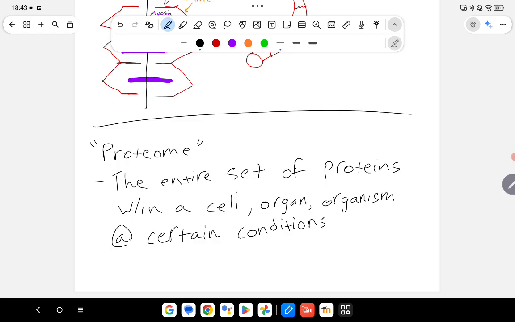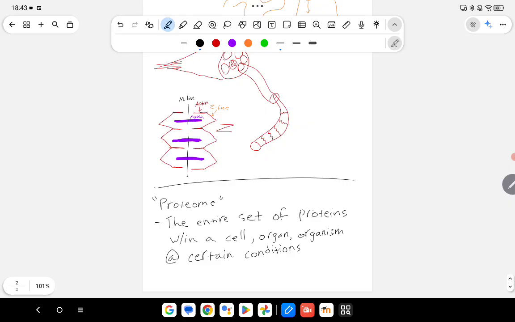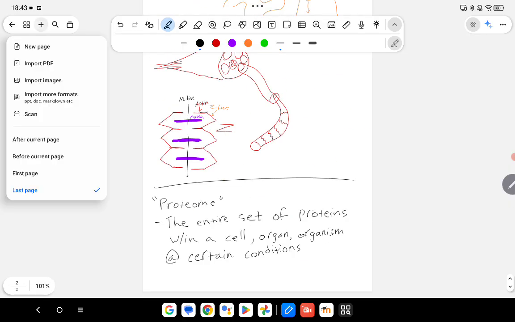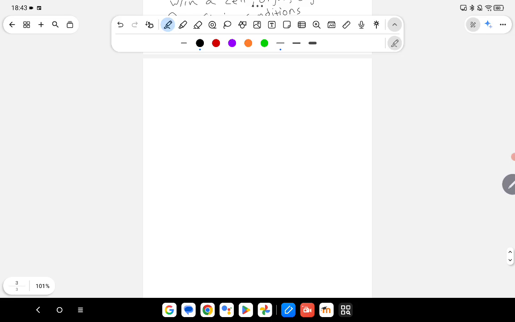Okay? If you can write something like this and understand it, then you know what a proteome is.